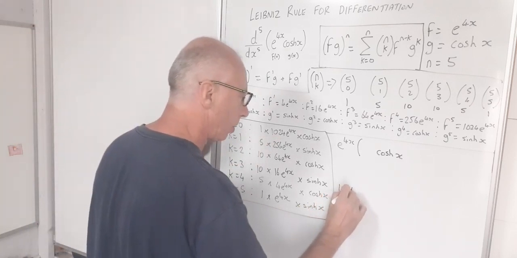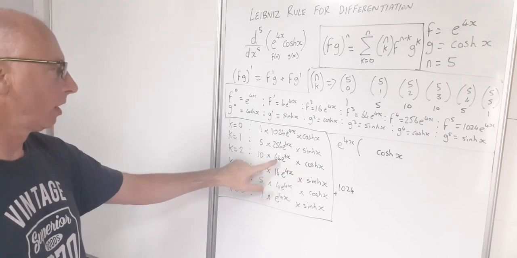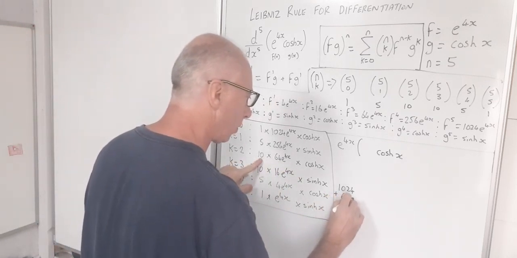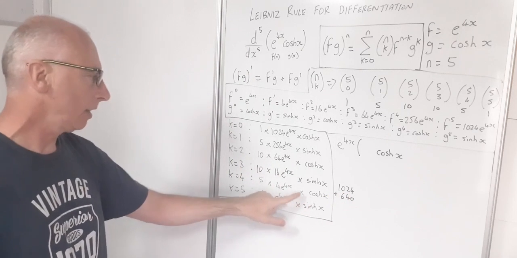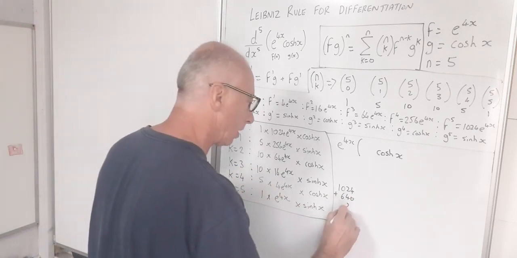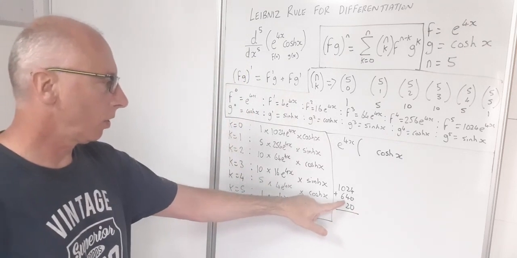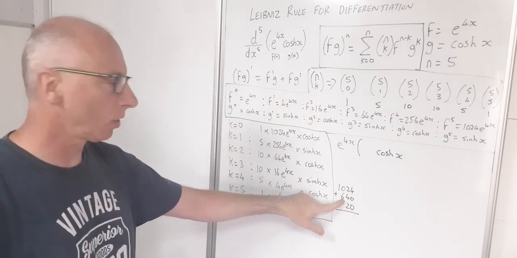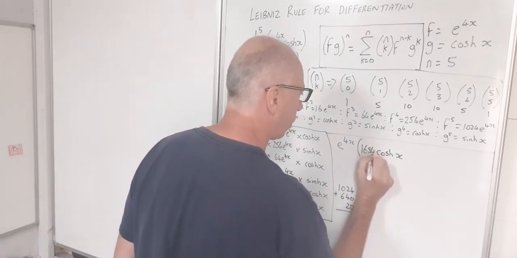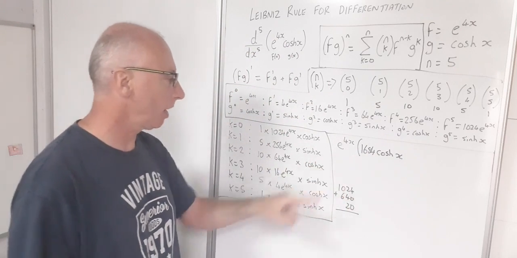So 1024 plus, got a cosh one here, 64 times 10, so that's 640, and 4 times 5, which is 20. So add those up, 1024, 1664, 1684. So 1684 cosh of x. So that's factoring out inside here.